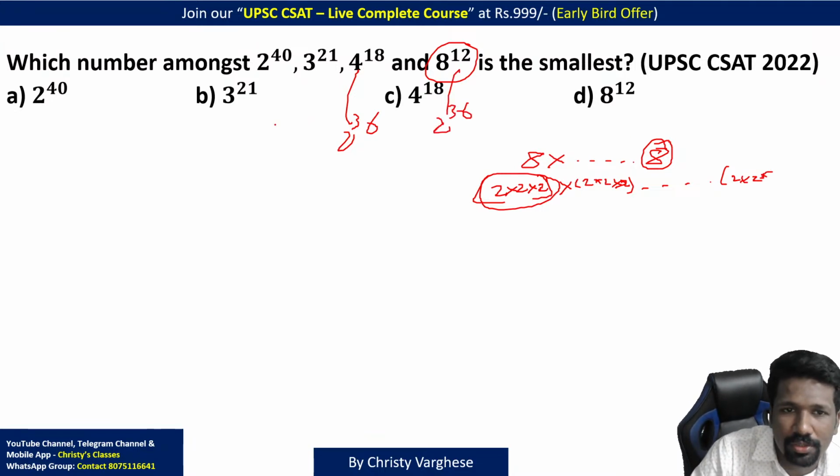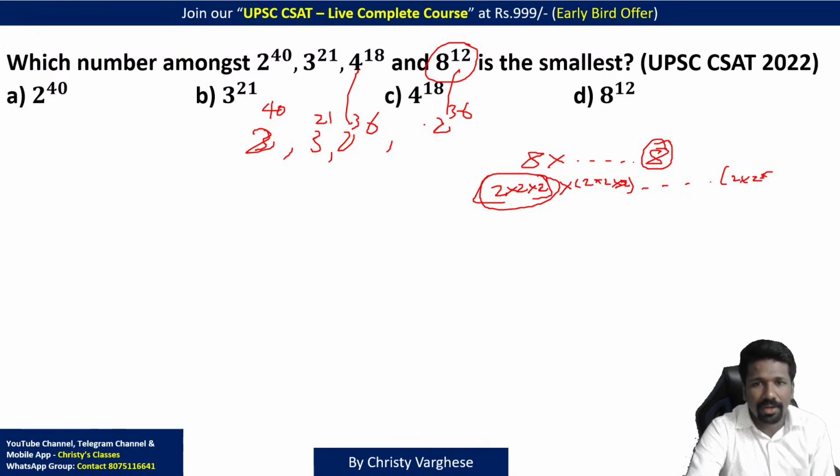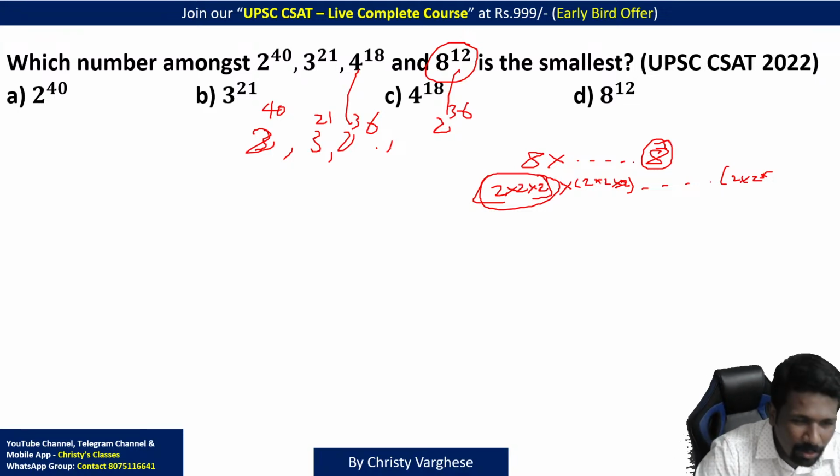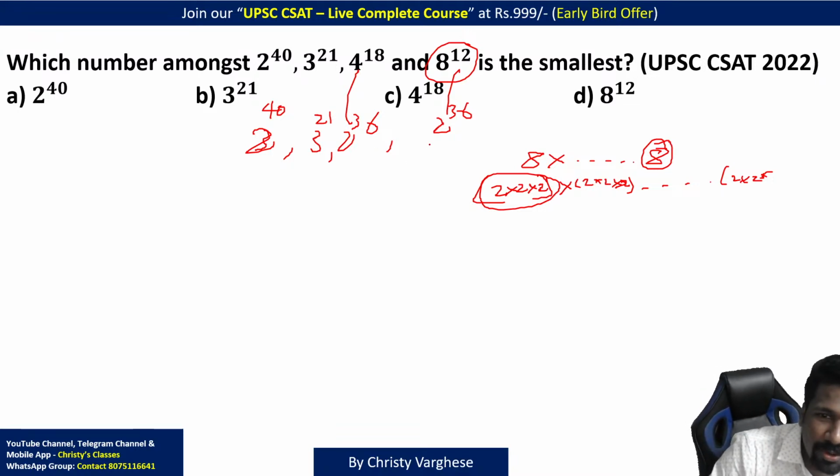This much if you understood, this question is super easy. This much is clear? This is the only math part, or basic number system idea, that you need. Now it is all about options.